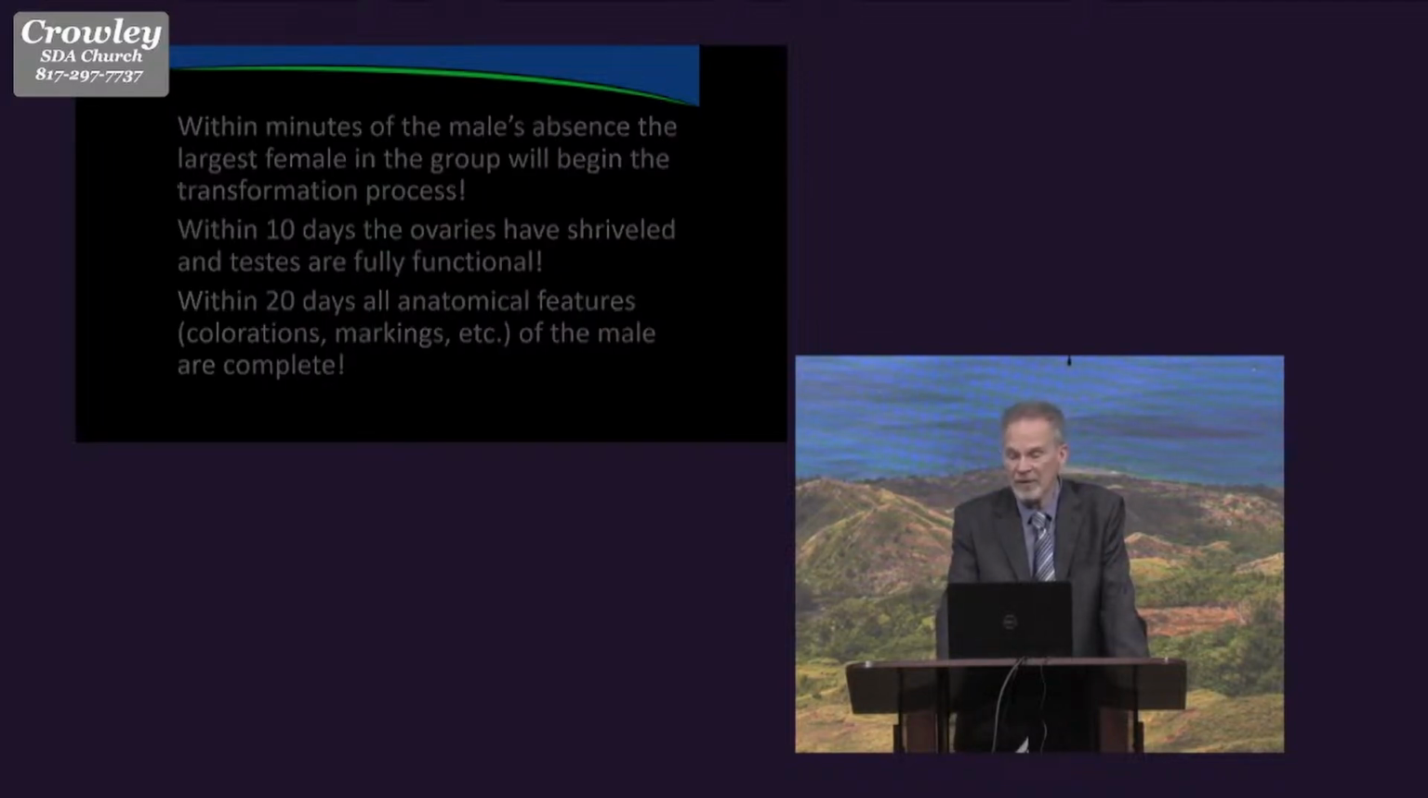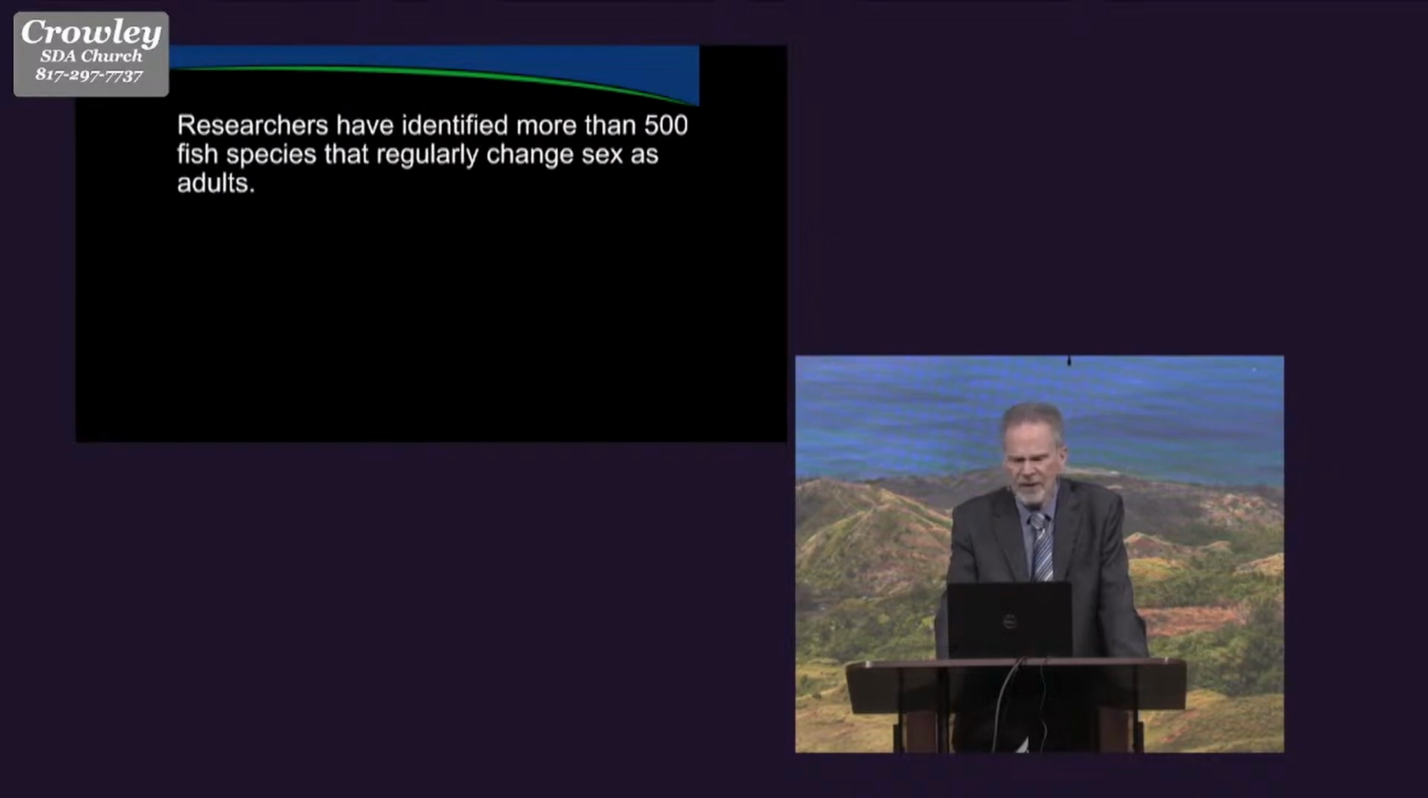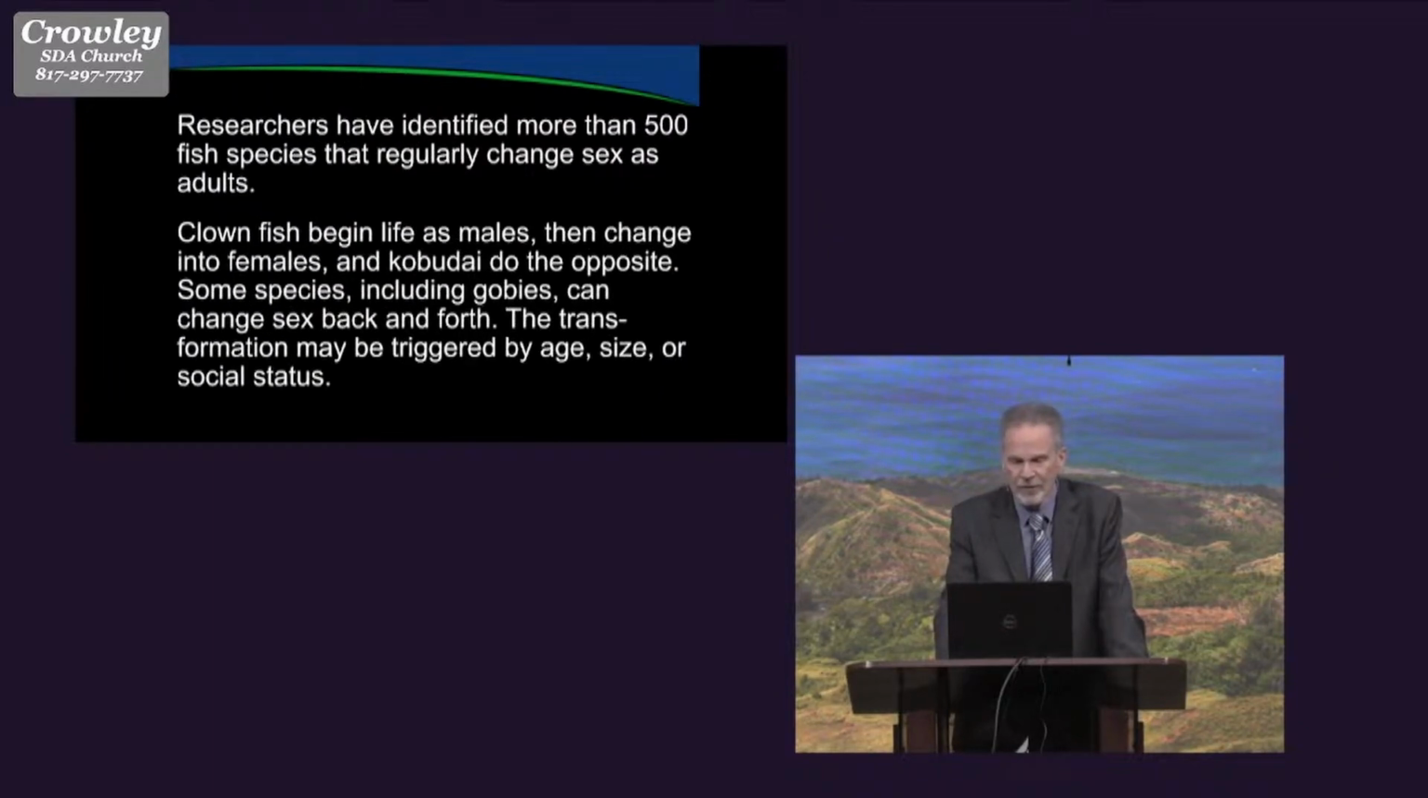And this is only one species of fish. Researchers have identified more than 500 fish species that regularly change sex as adults. Clownfish begin life as males and change to females. Kobudai do the opposite. Some, including gobies, can change sex back and forth. The transformation may be triggered by age, size, or social status.